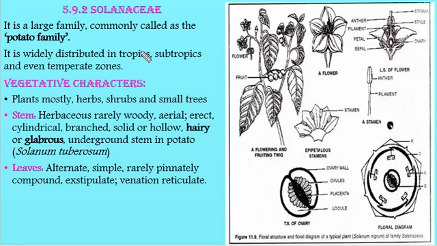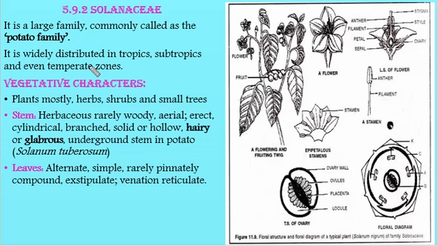Family Solanaceae is a large family and it is commonly known as the potato family because the potato, which is one of the important vegetables, belongs to family Solanaceae. The members of this family are found throughout the world, but they are abundant and widely distributed in the tropical regions, subtropical regions and even temperate zones.